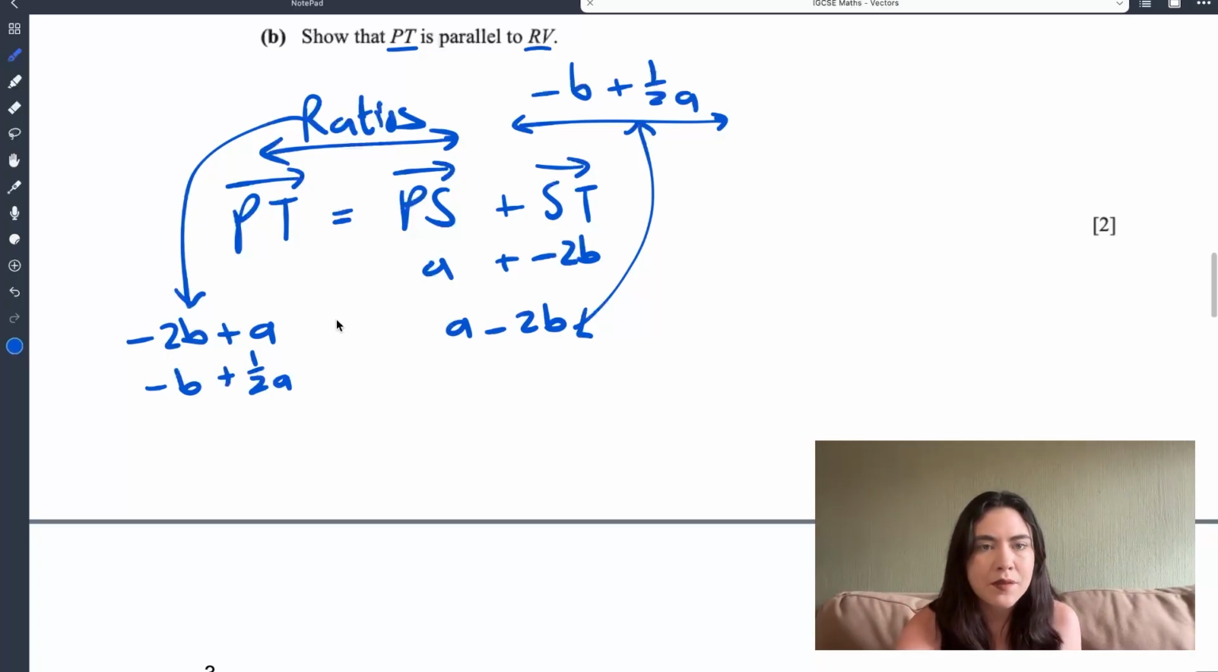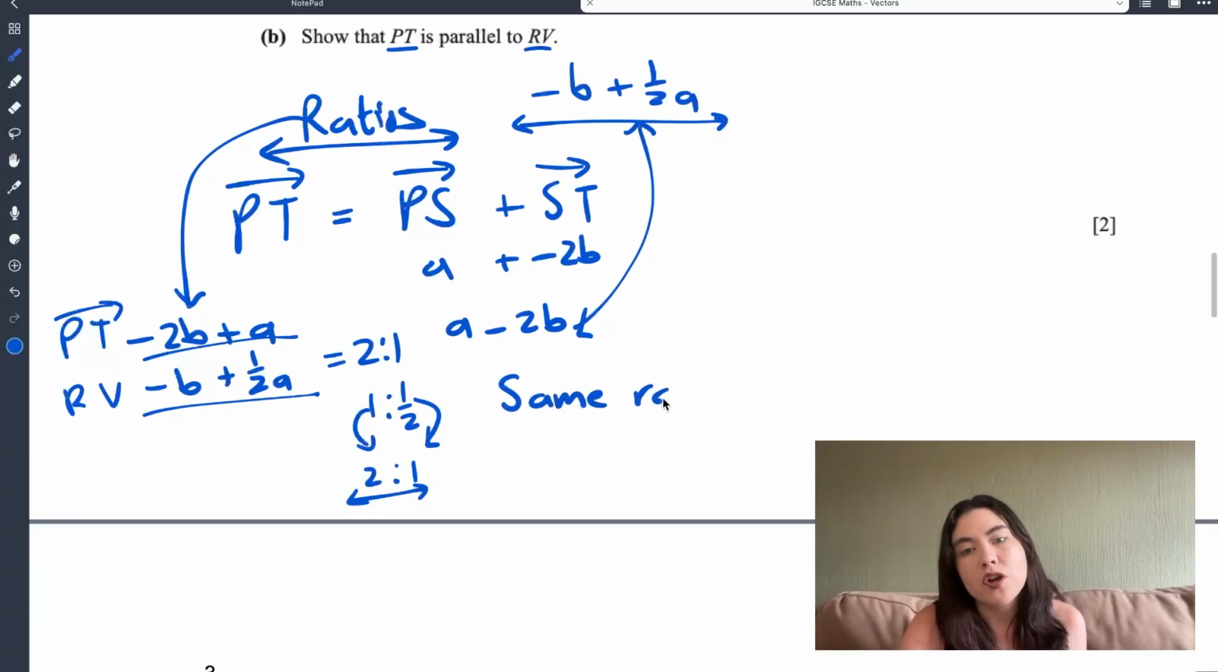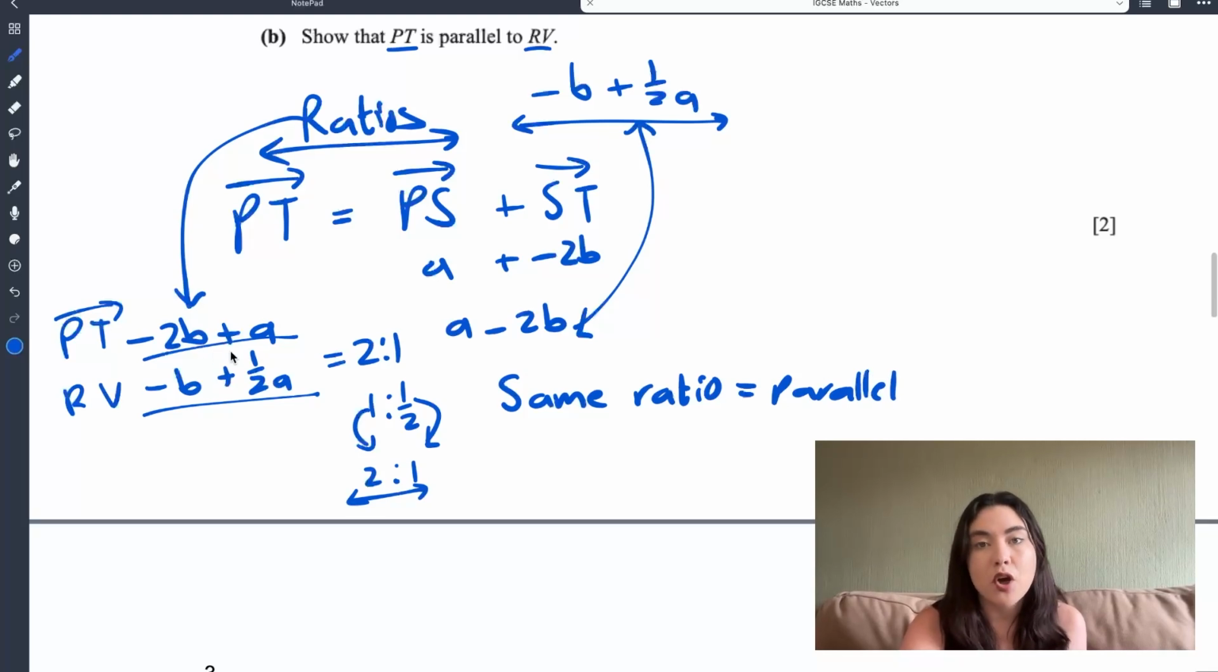Okay, so basically, my ratio of b to a in PT is equal to 2 to 1. Don't worry about the negatives now, we're just looking at the ratios. And in R to V, it's equal to 1 to a half. Now, if you do the calculations correctly, you can see that we can multiply both sides of this ratio by 2 and get 2 to 1. Which means these two lines are in the same ratio, therefore they are parallel. So same ratio equals parallel, provided that the negatives and positives line up.